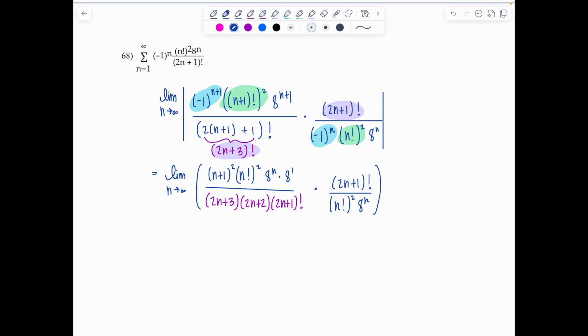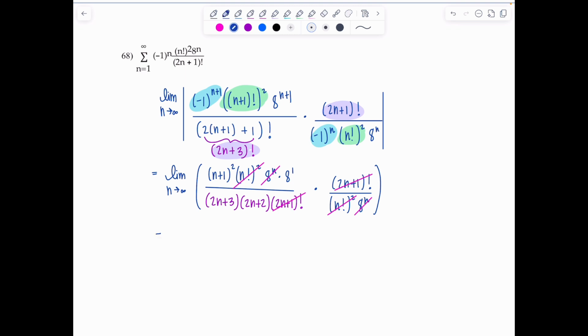Okay. Now it's cancel party time. Please forgive me. N factorial squared, be gone. 8 to the n, you too. Get out of here. Who else? 2n plus 1 factorial. Good. There's actually more, but let's not get ahead of ourselves.